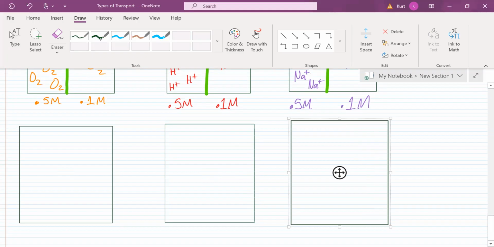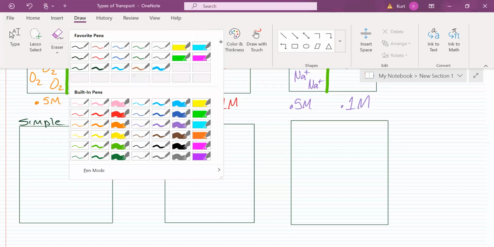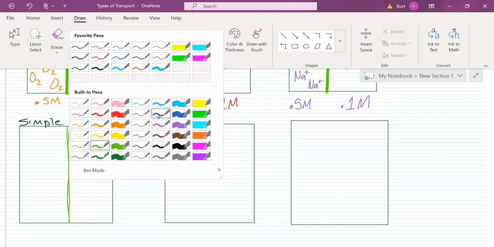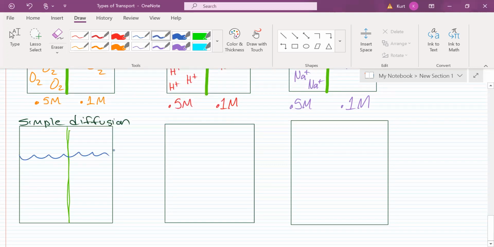Okay, this box is going to be simple diffusion. According to simple diffusion, do you need a channel protein to move across? No, you do not. Also, because I already stipulated this green line is a plasma membrane or a phospholipid bilayer, roughly the same thing, polar and nonpolar substances can pass through.